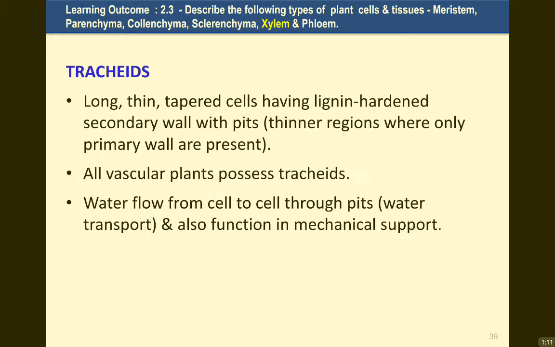So, the difference between tracheids and vessel elements. Tracheids are long and thin with tapered ends. You can imagine long, thin, tapered ends, where the end is sharp, with a lignin-hardened secondary cell wall. So the cell wall is made up of lignin. You remember the characteristic of lignin, which is impermeable to water. Since it is impermeable to water, water cannot enter, so the tracheid is a dead cell, xylem is a dead cell. Alright, so they have pits.